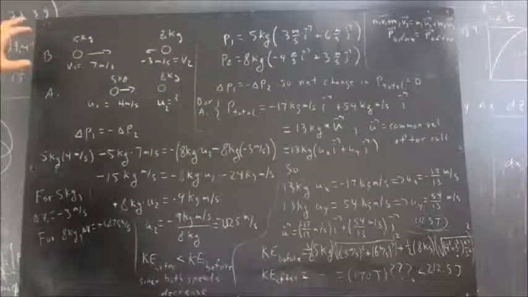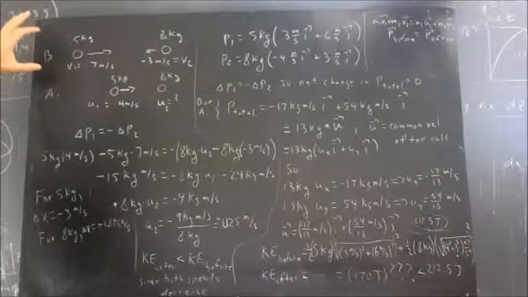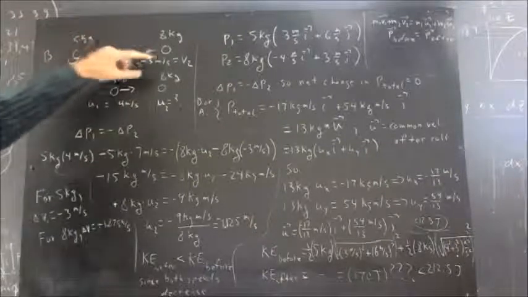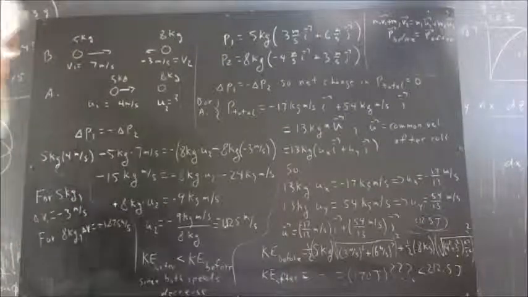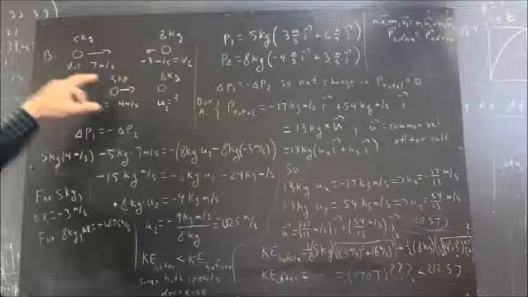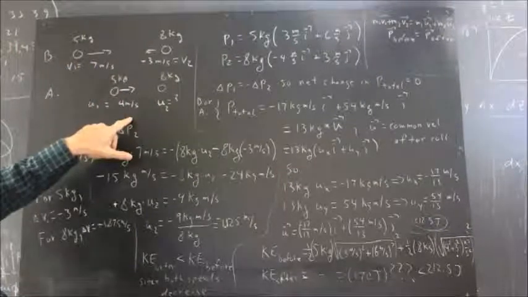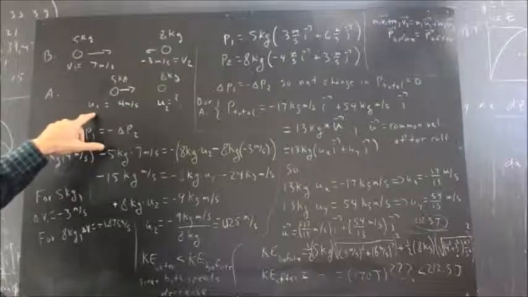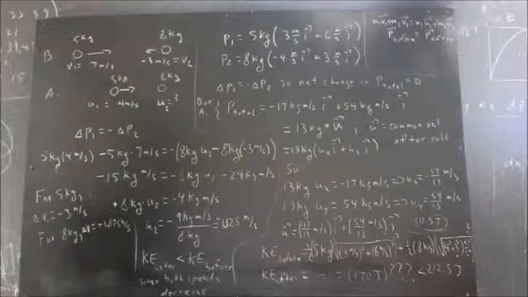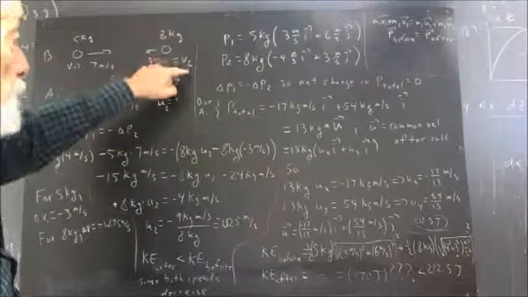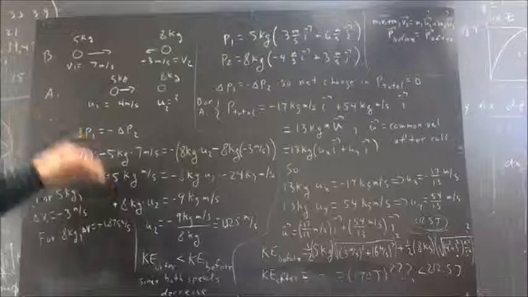Okay, B stands for before, A stands for after. So this is the state of the two object system before collision. After collision, the first object has velocity u1, 4 meters per second. I'm using u1 for the velocity after collision, v1 for the velocity before the collision. And for the second object, v2 and u2 are similarly defined.